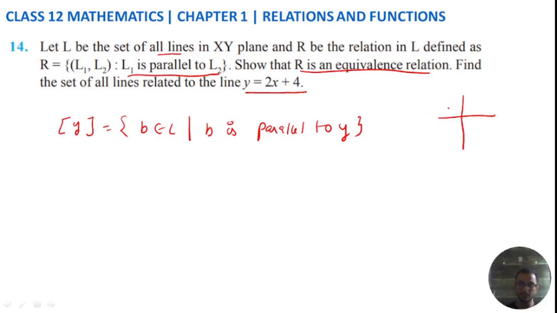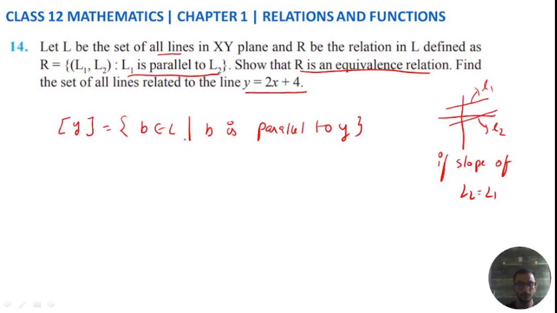Suppose I have some random line like this, L1. When will another line, say L2, be parallel to L1? If the slope of L2 equals the slope of L1. I think you know this, right? Two lines are parallel if their slopes are the same.